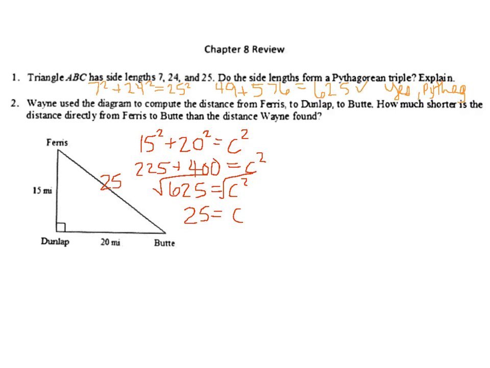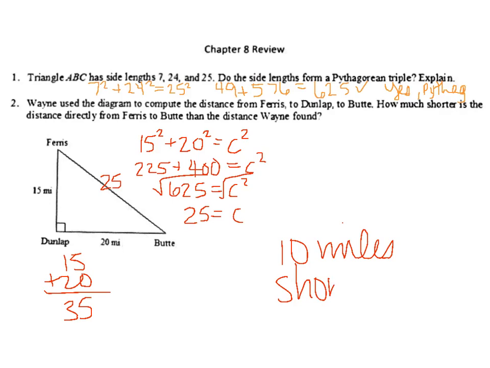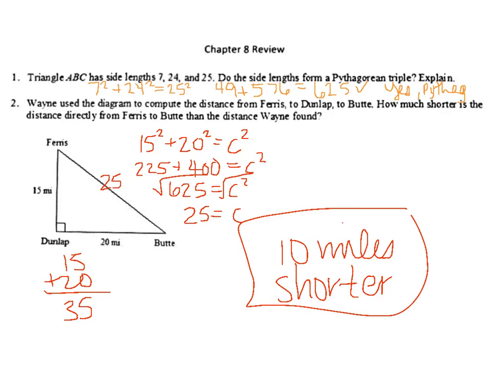Now, please go back and read the question again. This is very important. It says, how much shorter is the distance from Ferris to Butte than the distance he found? So the distance from Ferris to Butte is 25, but how much shorter is that than going from Ferris to Dunlap to Butte? So from Ferris to Dunlap to Butte is going to be 15 plus 20, which is 35. But from Ferris to Butte is only 25. So my answer is 10 miles shorter. So please make sure you read the entire question and give them exactly the information that they are asking for.